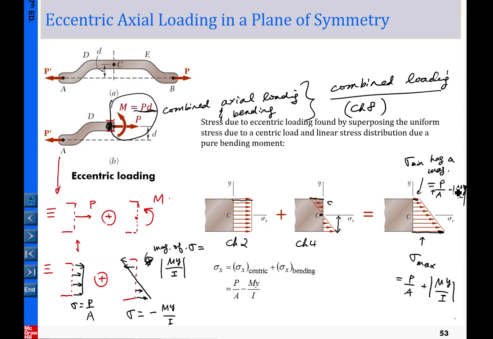So again, My over I is the magnitude here, and y is a distance measured from here. Basically it depends on the algebraic summation of the two terms, and eventually this could be positive or negative, depending on the numbers here. So that is the way to determine this.